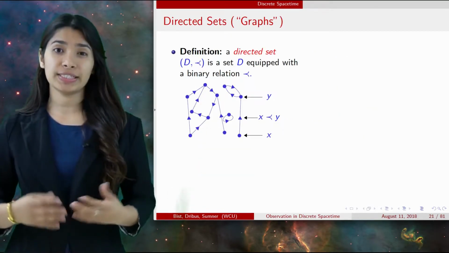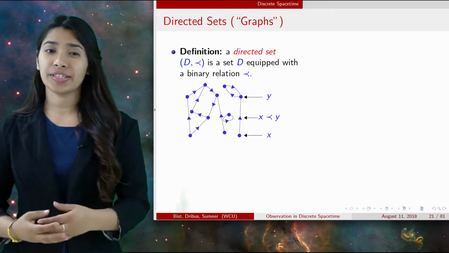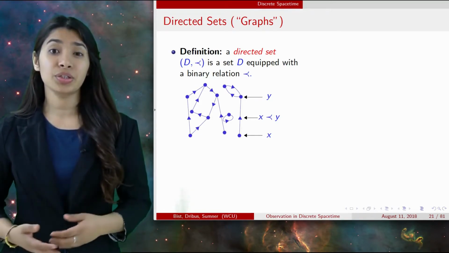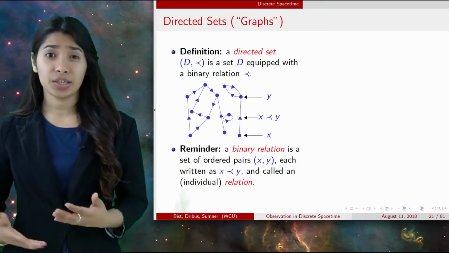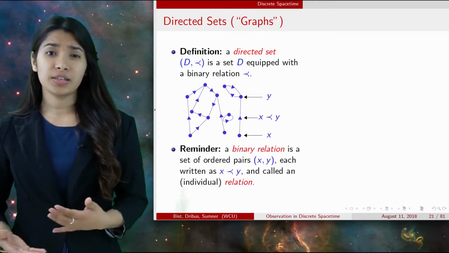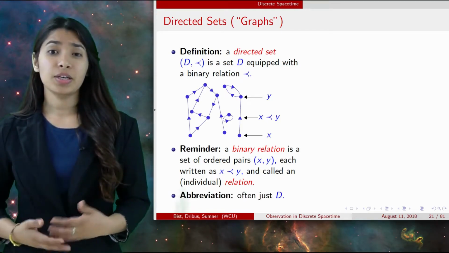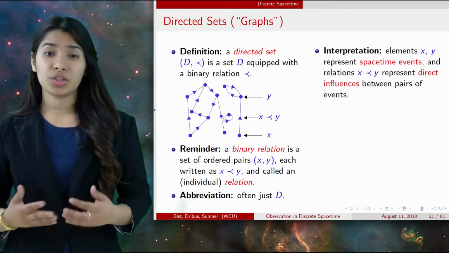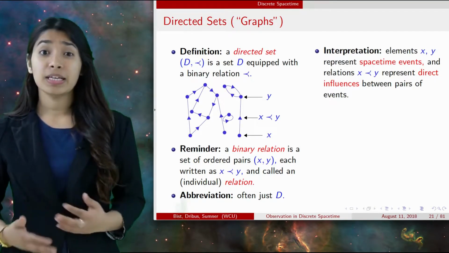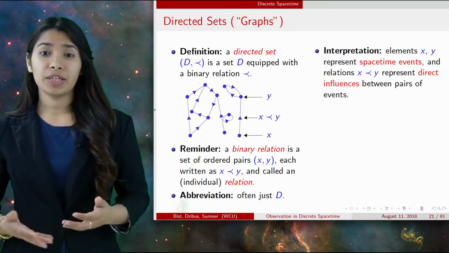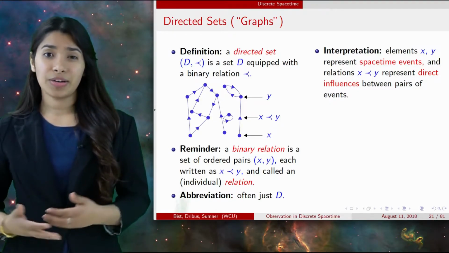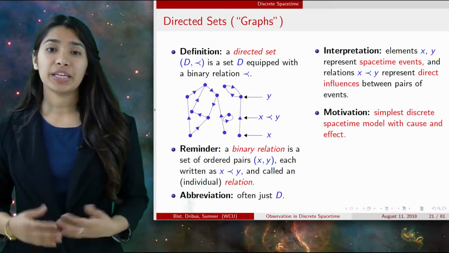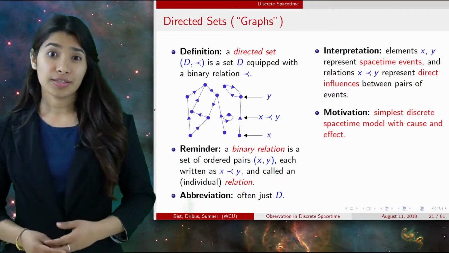Now we are going to focus on directed sets, which are often called directed graphs in other settings. Mathematically, a directed set is just a set equipped with a binary relation, which tells us which of the elements are related to which other elements. We often use a single symbol D to denote such a directed set, but you should remember that there is a binary relation in the background. The physical interpretation of a directed set is exactly what you would expect. The elements represent space-time events, and the relation represents the direct influence between pairs of space-time events. These are simple basic assumptions we could make if we want discrete space-time structure with cause and effect.